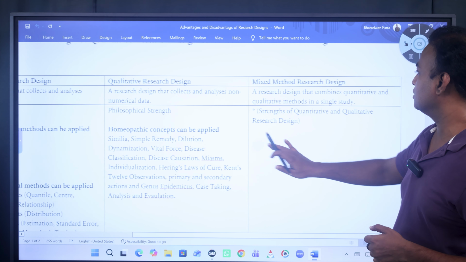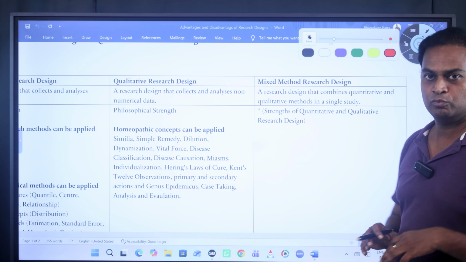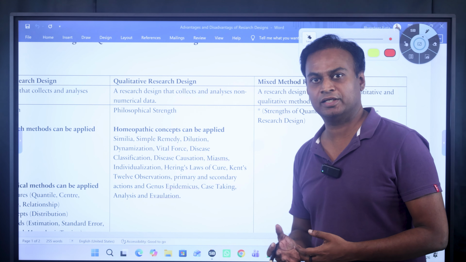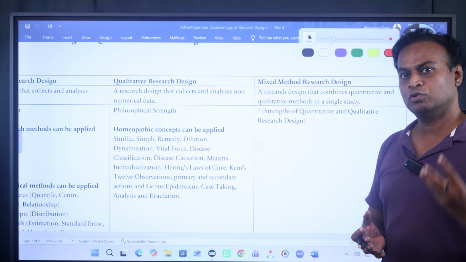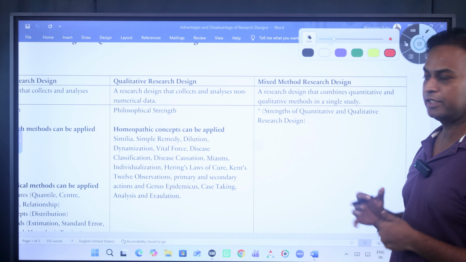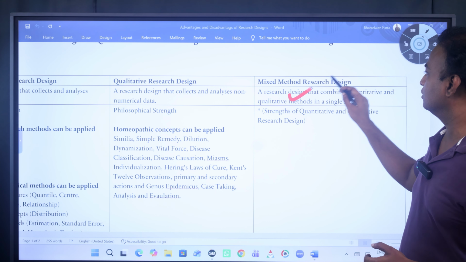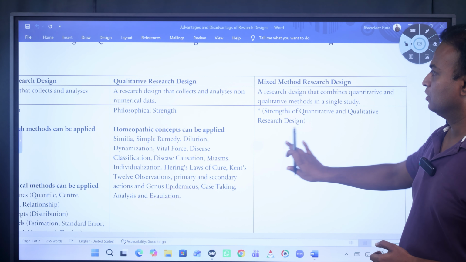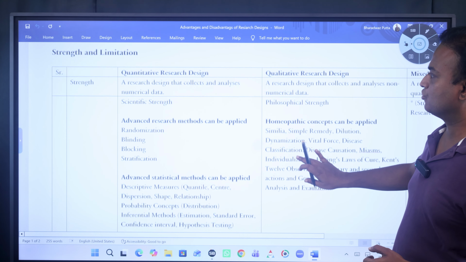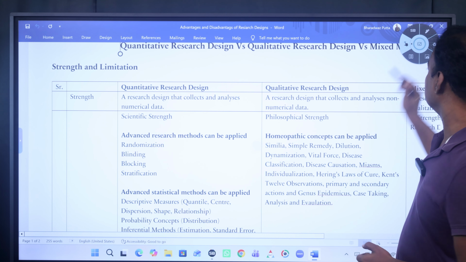And in mixed method research design, what do you do? You collect both qualitative data and quantitative data. In quantitative data, both discrete and continuous. In qualitative data, you collect nominal data and ordinal data. That comes under mixed method research design. We will now look into what the strength and the limitation are.